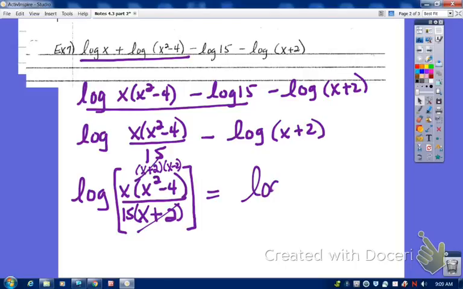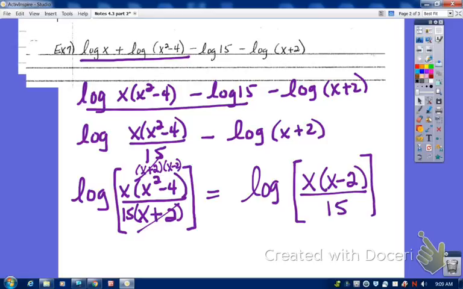And your final answer is going to be log. And then you're going to have an x times an x minus 2 in the numerator, and you're going to have a 15 in the denominator. And if you wanted to put little brackets around here because it looks really nice, that would be the final answer.